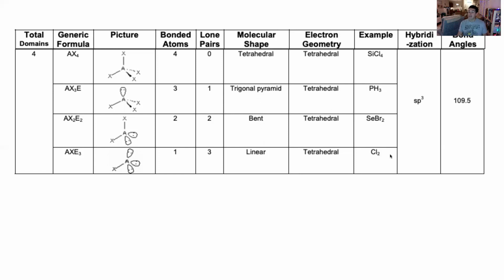These would be great practice if you want to try drawing out those Lewis structures, try to mimic them. And their hybridization doesn't change. They are all sp3. Now, I will talk about hybridization in another video, but I just want you to think right now, sp3, 3p, 1s, that makes 4 total domains, all right? And the bond angle, 109.5.